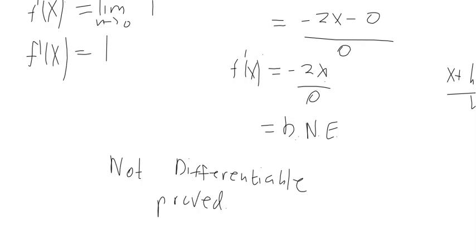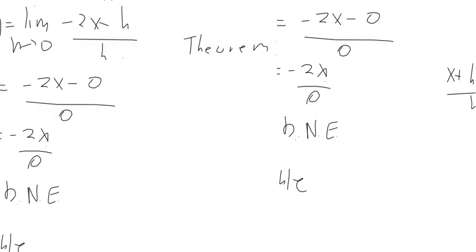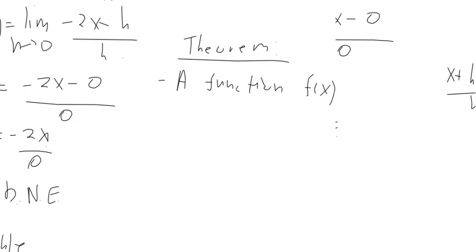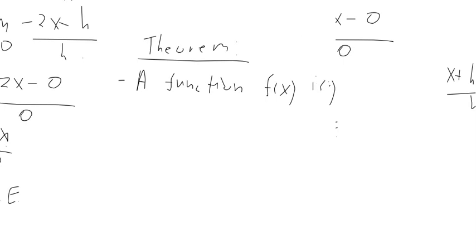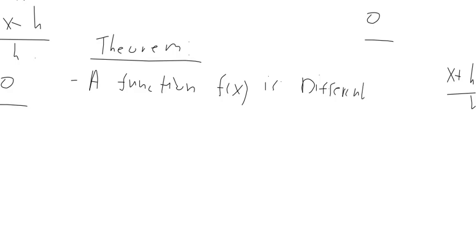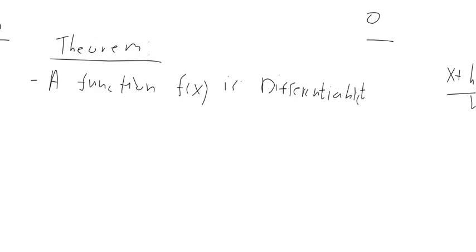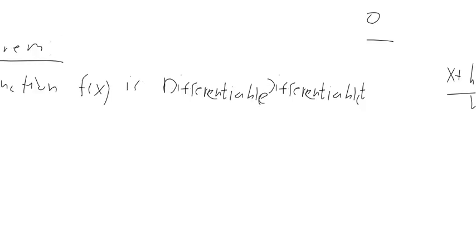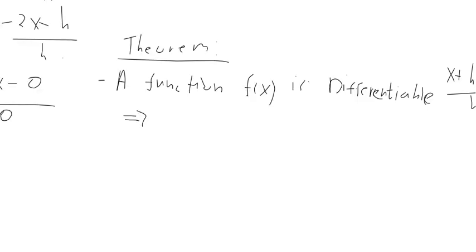Another way to know that the statement beforehand is true, without even showing a counterexample, that anytime you have a continuous function, it cannot be differentiable, is because there is a theorem from calculus that states the following: if a function f of x is differentiable, then automatically this implies that it is continuous.